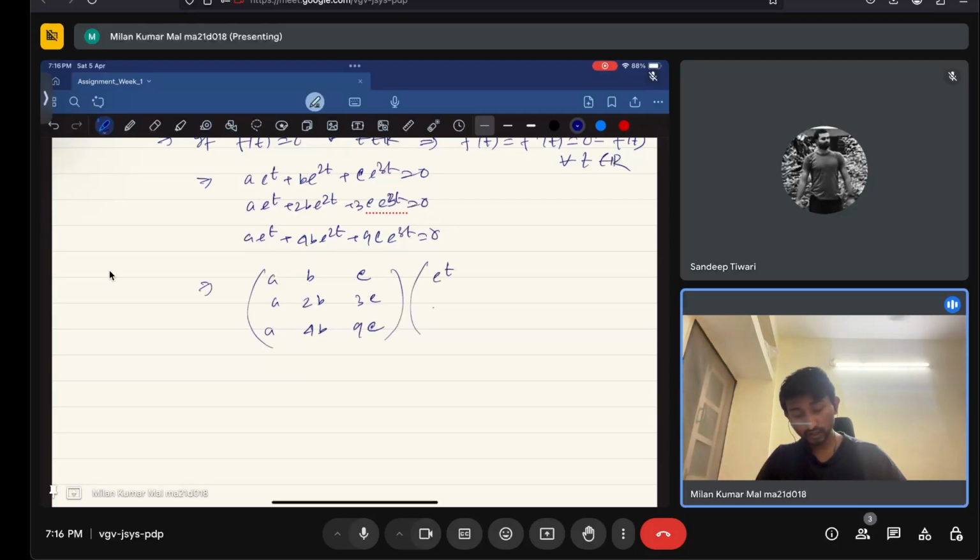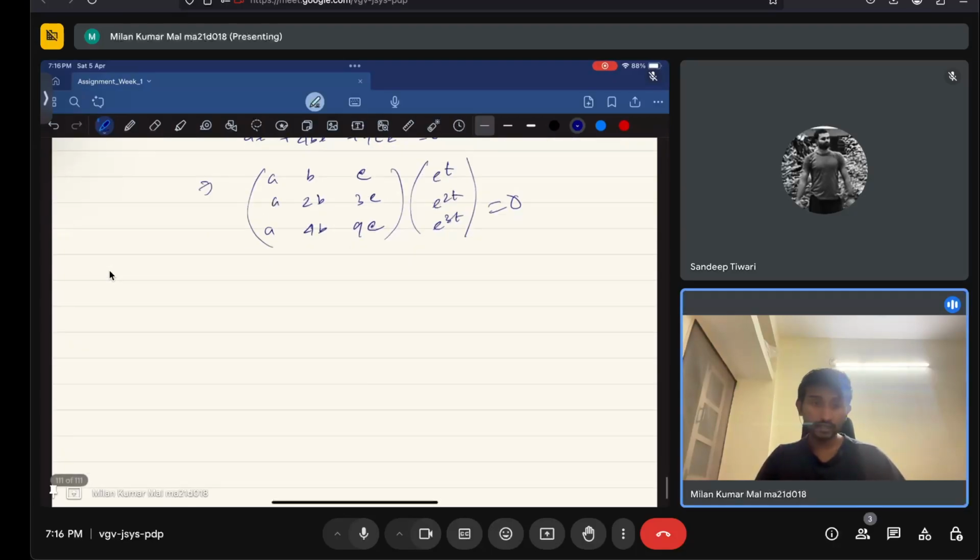The matrix times e to the power t, e to the power 2t, e to the power 3t equals 0, and that will only happen when the determinant of this matrix is 0, if this is 0, then we must have the determinant of this matrix is 0. Why is this?